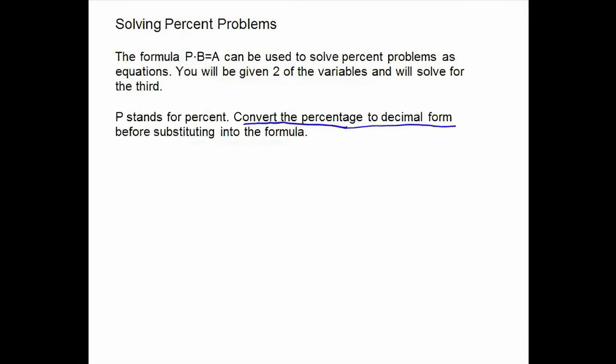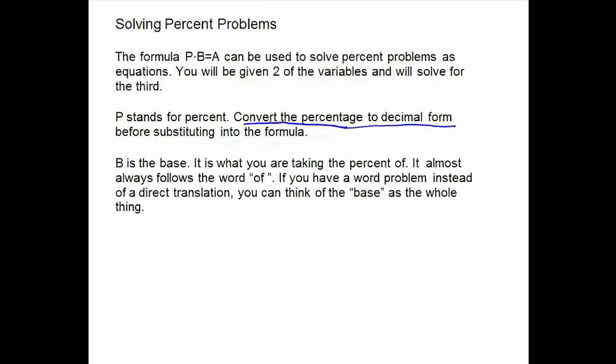P stands for percent. You will recognize it with the percent symbol or the word. Convert the percentage to decimal form before substituting into the formula. Remember, you can't calculate with that percent symbol on there. And to change it over to a decimal, drop the percent and move the decimal 2 places to the left. B is the base. It is what you are taking the percent of. It almost always follows the word of.